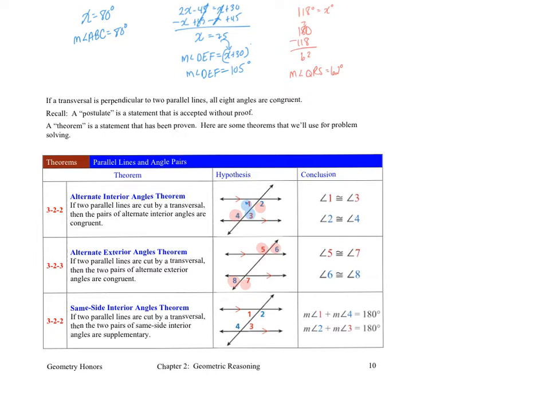Okay, for same side interior angles, if two parallel lines are cut by a transversal, then the two pairs of same side interior angles are supplementary. So for instance, angle 1 and angle 4 are supplementary. They add up to 180 degrees.